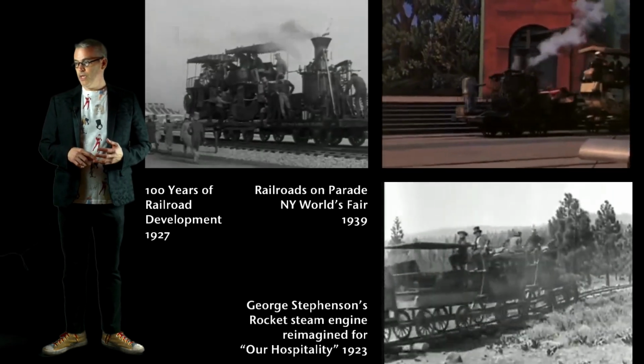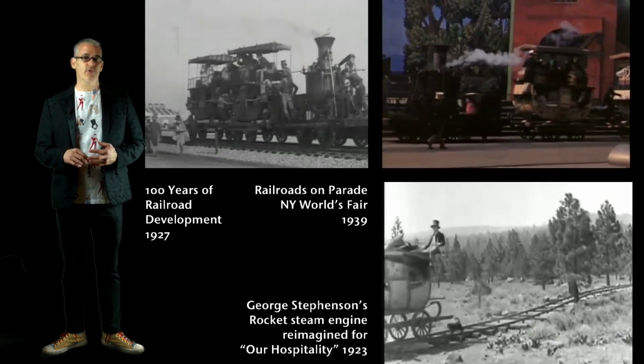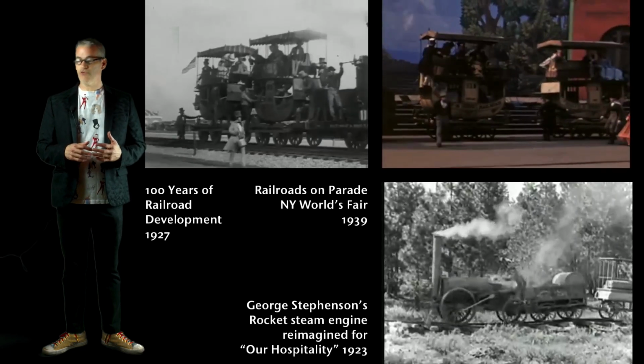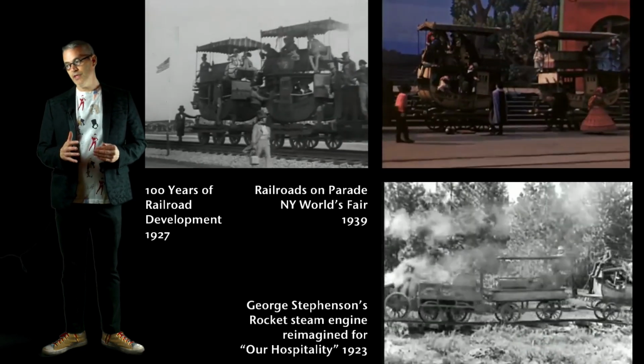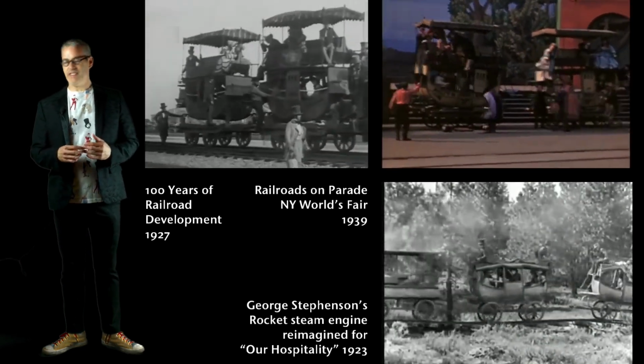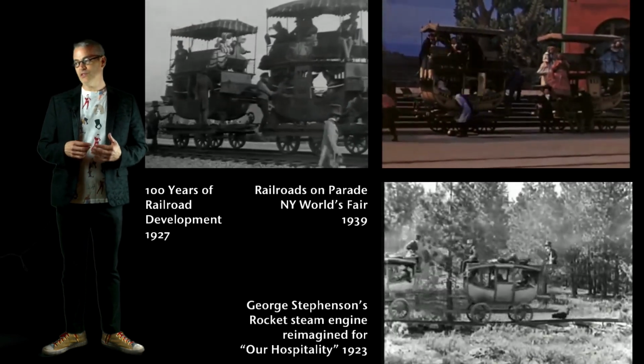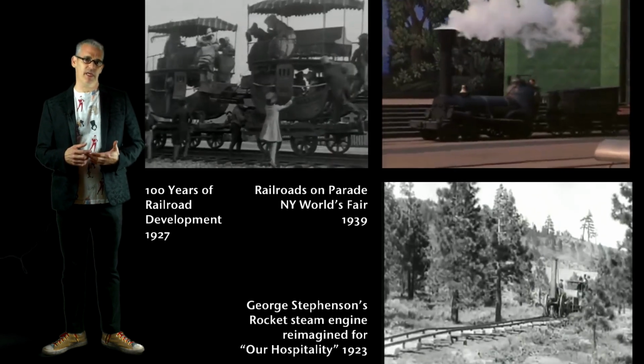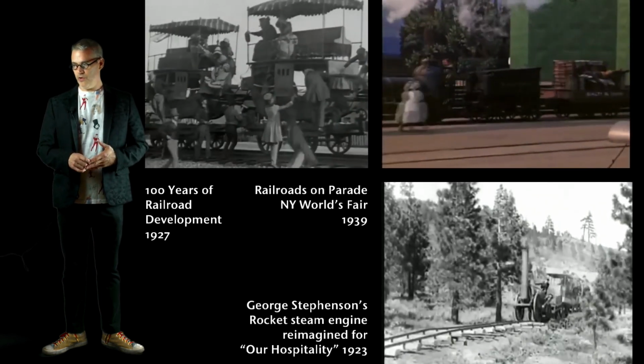And the other movie is a silent film from 1923 called Our Hospitality, and it shows a replica of George Stephenson's rocket engine in use. The problem with this is it's a farce. All sorts of ridiculous things happen, but it still shows the train and the scale of things in a way that really helps bring it to life. So watch those if you're curious.